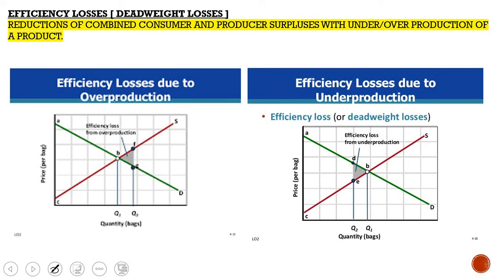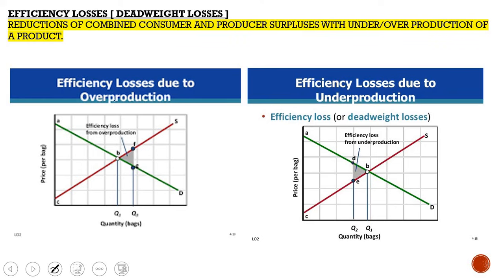Now, efficiency losses are also known as deadweight losses. This is a reduction of combined consumer and producer surpluses with under or overproduction of a product. So overproduction, remember we had our consumer and producer surpluses, right?